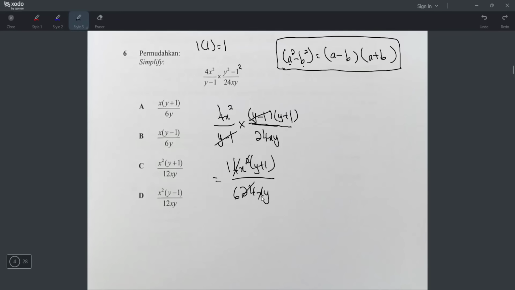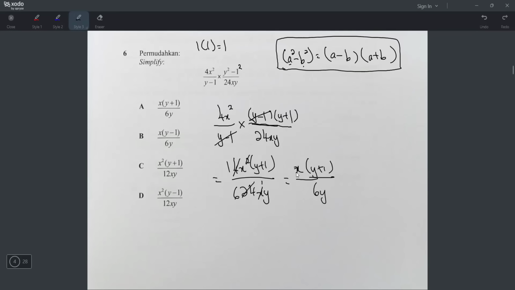So x squared divide x will be left with x lah. Because same base divide the power have to minus. So x power 2 divide x power 1 is just left with x power 1 atas. So the answer comes out already. It will be 1x, which is x bracket y plus 1 over 6y.